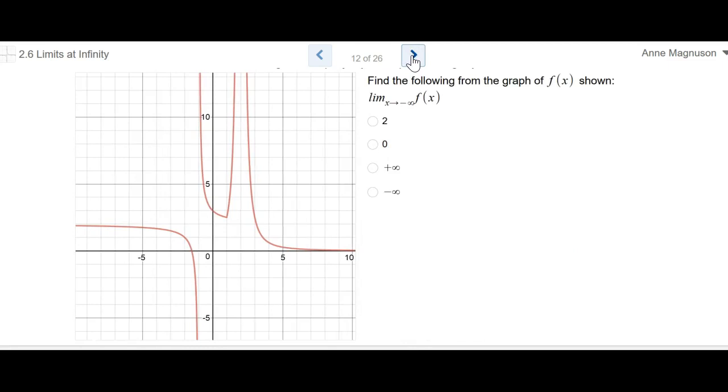You'll also see problems like this where you're supposed to find certain limits from the graph. So the limit as x approaches negative infinity, you can see it's approaching that horizontal line, y equals 2. The limit as x approaches positive infinity, you can see approaches the x-axis, so that's the line y equals 0.